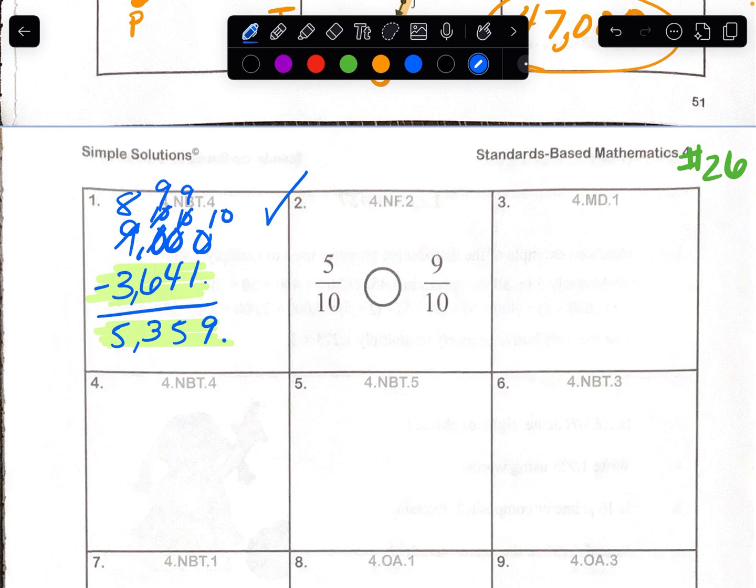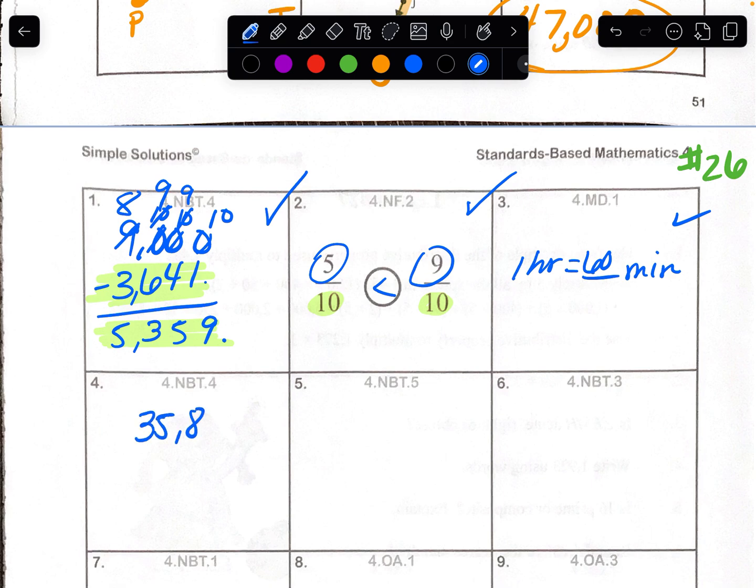All right, number 2 is comparing. Choose a symbol that makes the sentence true. Now, the key here with fractions is when your denominators are the same, all you have to do is look at the numerators and pick which one's bigger. So because the 5's on the left, this is going to be less than. All right, 1 hour equals blank minutes. Give yourself a check if you have 60.